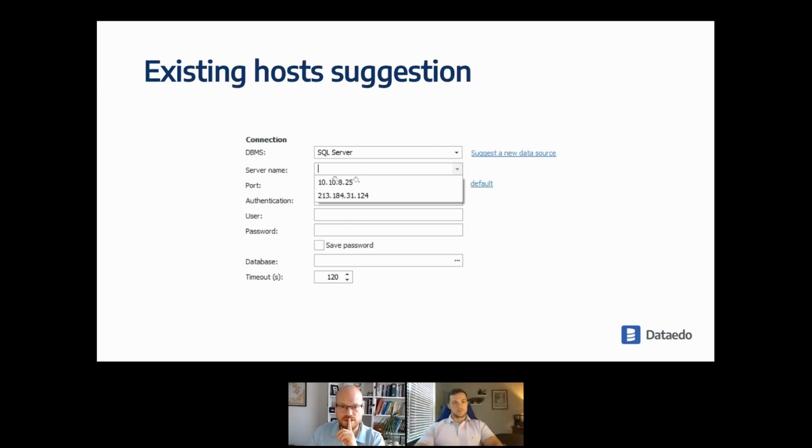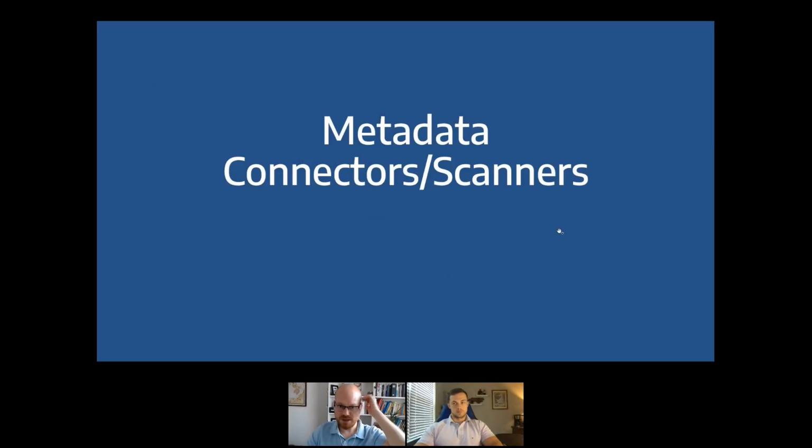And the second change is providing hints and suggestions for the server name or host name using values from the existing connections. So if you have connected to this server, connecting to it once again would be easier because you can just reuse the value. So small thing, but quite useful if you'd like to connect to multiple sources. So that was desktop. Let's have a look at the metadata connectors and scanners.